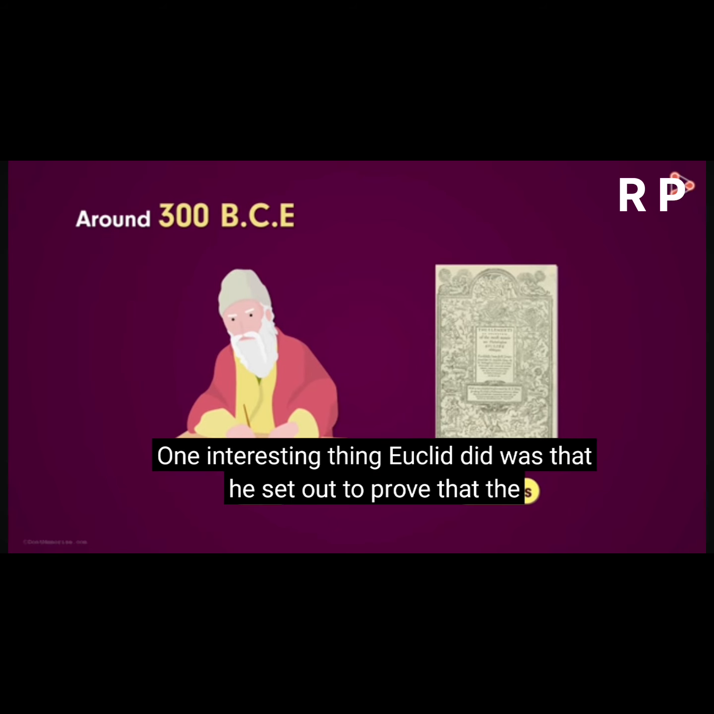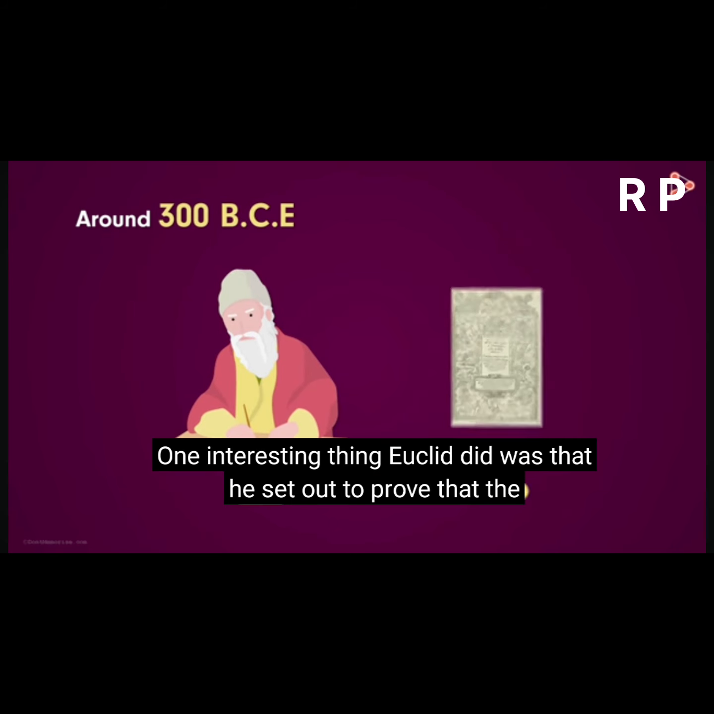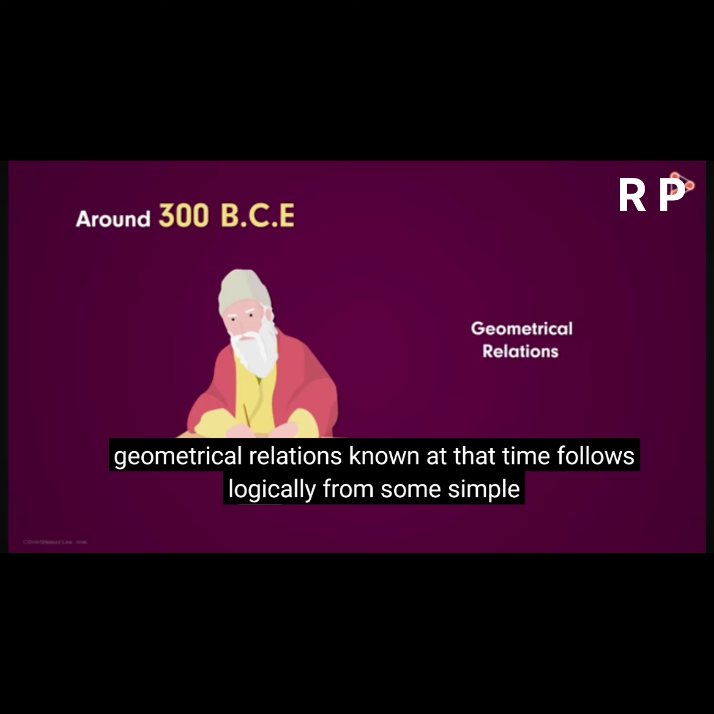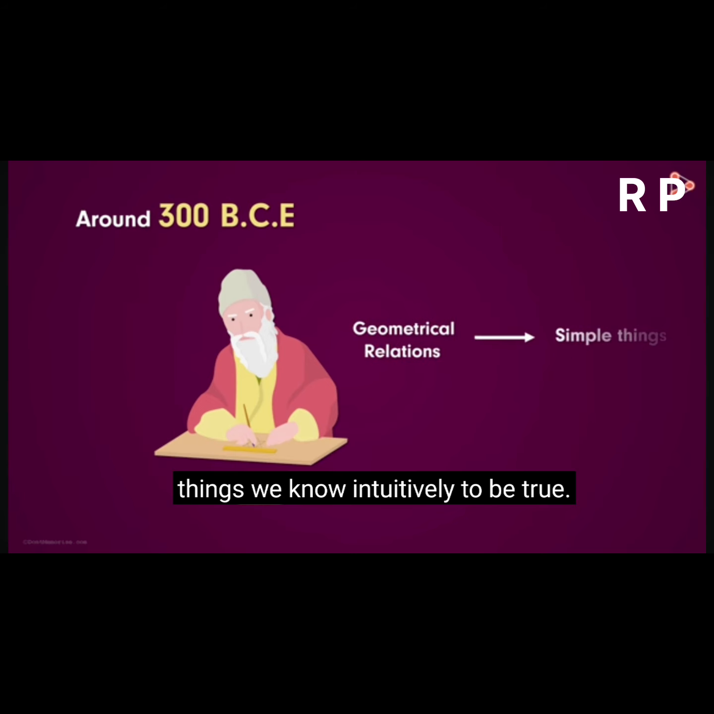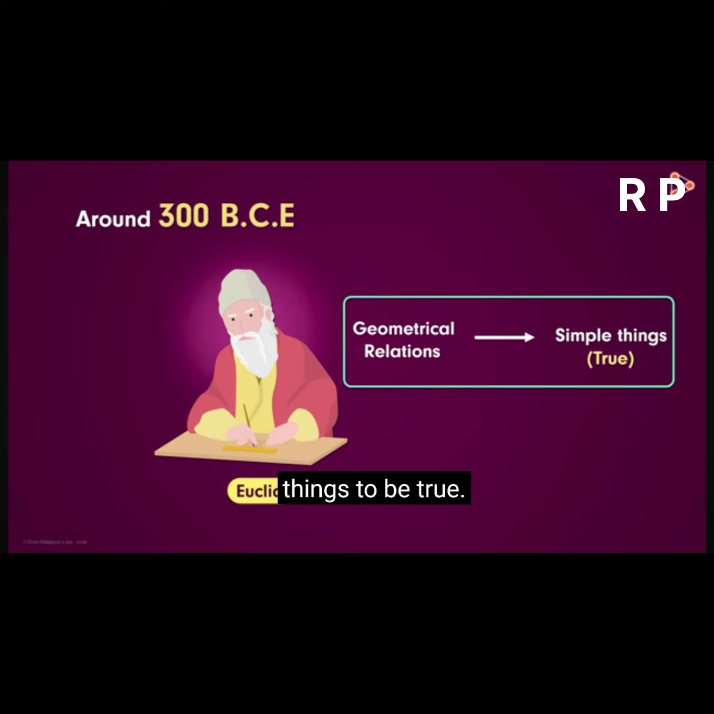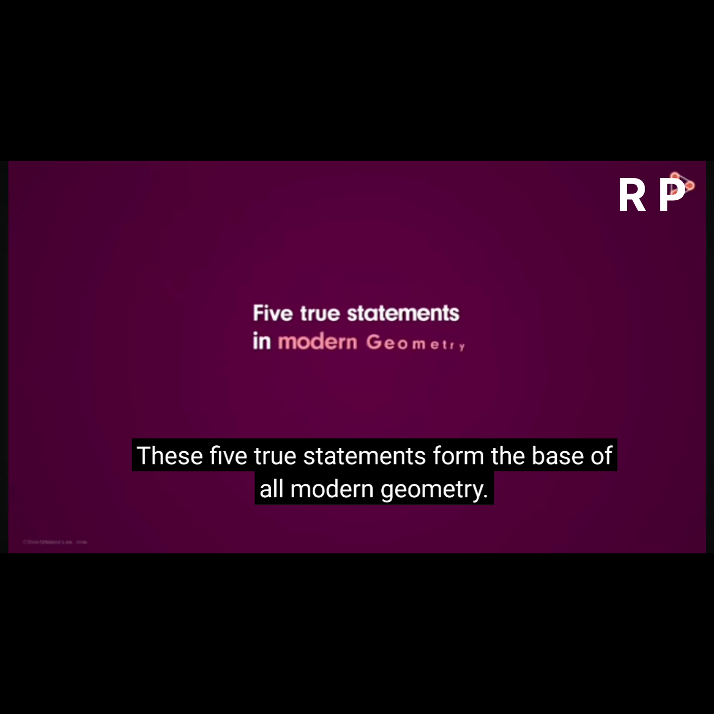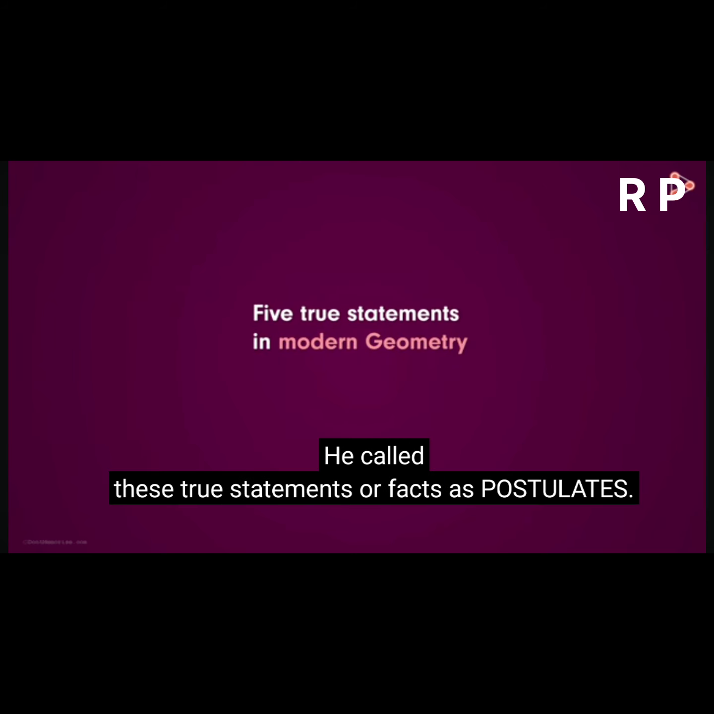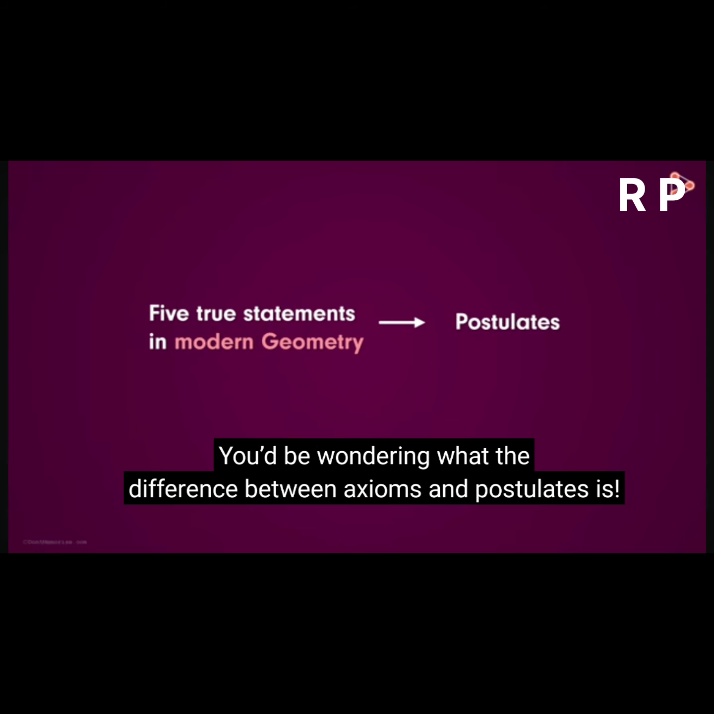One interesting thing Euclid did was that he set out to prove that the geometrical relations known at that time follow logically from some simple things we know intuitively to be true. Euclid showed that the knowledge of geometry can be proven by just assuming some things to be true. These 5 true statements form the base of all modern geometry. He called these true statements or facts postulates.